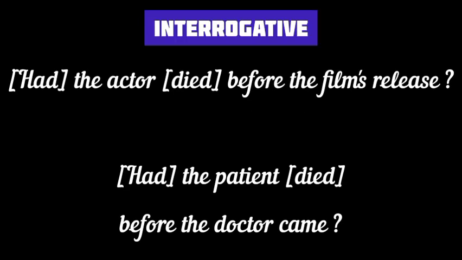And in interrogative sentences, the auxiliary verb had comes before the subject, while the principal verb in its third form comes after the subject. Both in active and passive voice, only the auxiliary verb had comes before the subject in interrogative sentences. For example, had the actor died before the film's release? Had the patient died before the doctor came? In these two examples, you can see the auxiliary verb had has come before the subject, the actor, and the patient in these interrogative sentences.